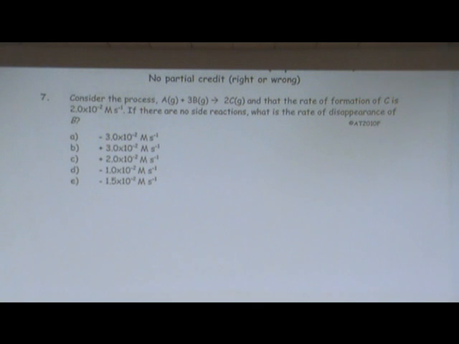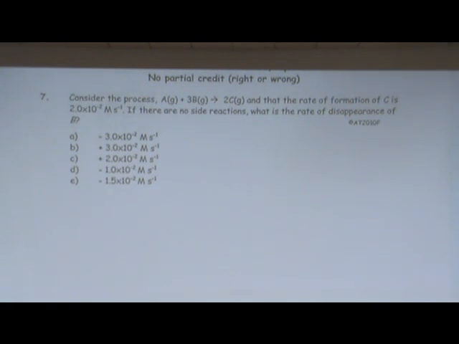Anyway, for this level of class, we don't need to go into more detail about this. What is the rate of disappearance of B? If the rate of formation of C is this, what's the rate of disappearance of B? It's not really easy to see, because of the way the coefficients are there. You have to write things down. So you write down what you have: the rate of appearance of C is this much.